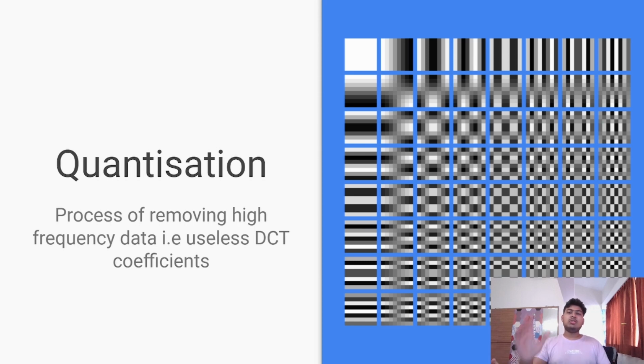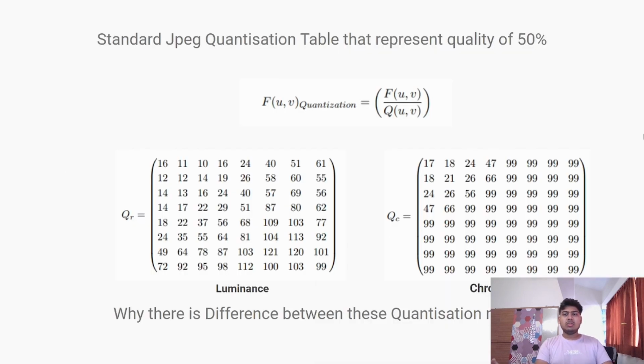Now we have to reduce that information further, because the fine detail at the last entries, like 7 cross 7 or 8 cross 8 in the table, will not be used in day-to-day life. It is a pixel with this much variation in detail, so it must be a kind of noise only, right? So what is quantization? It is the removal of high frequency data, which is basically useless coefficients. This is the standard quantization table that represents a quality of 50%.